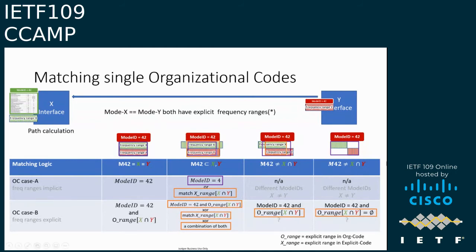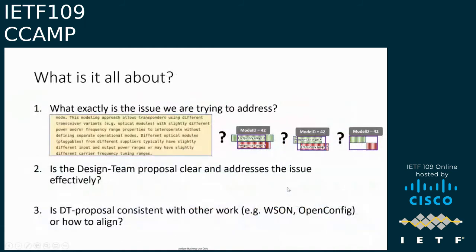So that is trying to show a little bit the different matching rules or different possibilities. Next page, please. Yeah, it's animated. So the question is, what exactly is the issue we are trying to address by saying there are slightly different input power ranges or frequency ranges? Is it, let's say, column 2, 3, or 4?